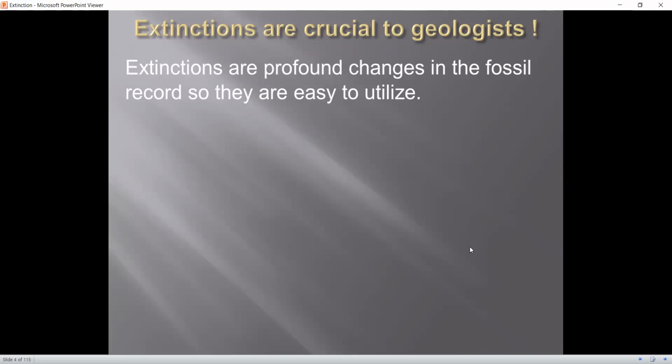Extinction of a single species, a line like that, is not going to be a sudden thing unless there's a catastrophe. But a mass extinction of a line like that is going to be easy to use, and geologists utilize these things.